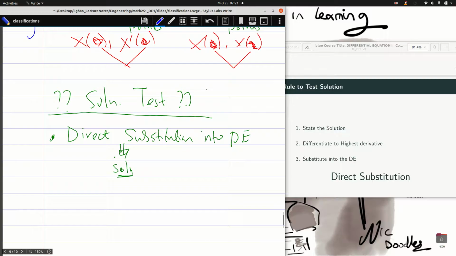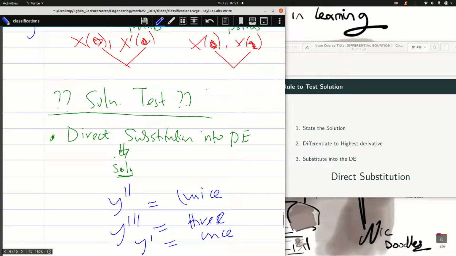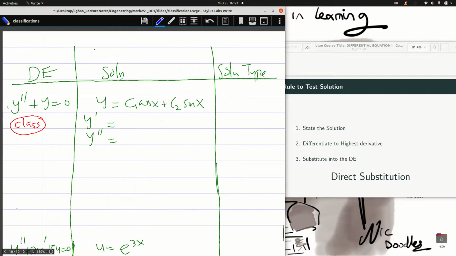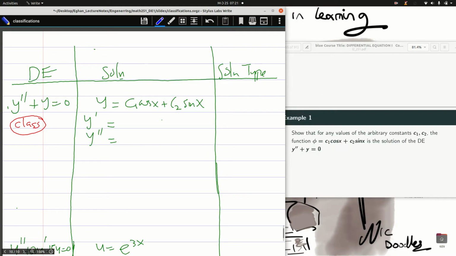So you look at the solution you have, and you differentiate to the highest derivative. If my highest derivative is 2, it means I'll differentiate it twice. If the highest derivative is 3, I'll differentiate it three times. If the highest order is 1, I'll just differentiate it once, and so on and so forth. So quickly, let's go through some examples here. I'll first do a general solution and one particular solution, and that'll be it for the day.